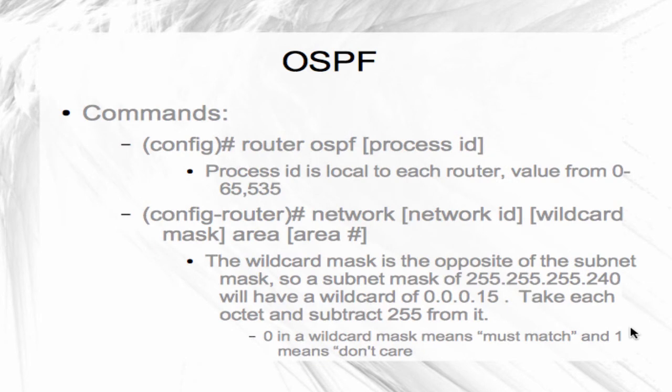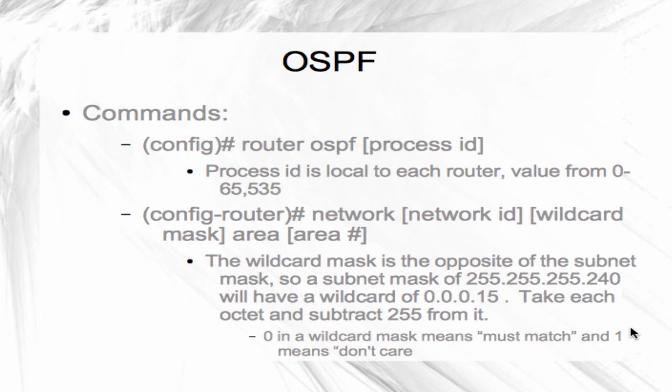So to set up OSPF, it's fairly simple. You go from global config, you type in router OSPF, and the process ID. Now the process ID, it's unique to each router, so they don't have to match from router to router. Okay, it can be any arbitrary number from 0 to 65,535. Okay, and then once you type that in, press enter, it takes you into the config router part. And to add a network to your OSPF, you type in network, the network ID, the wildcard mask, and the area, and then the area number.